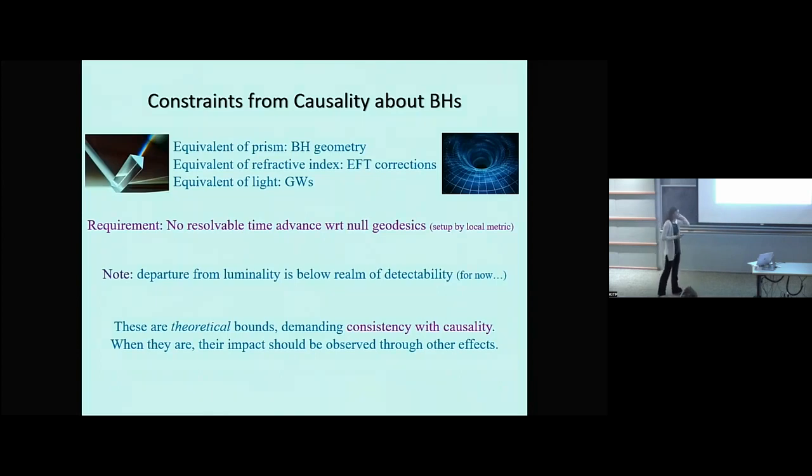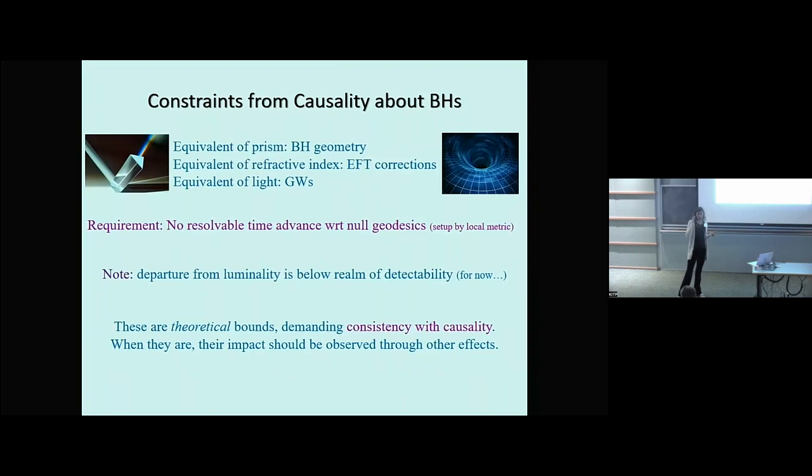I should say, as soon as I say that, it really tells you that there should be some departure from luminality, and we should be worried about any departure from luminality because we know we have very strong constraints on the speed of gravitational waves from the neutron star merger with optical counterpart. I have to say here, the level of departure from luminality is well below the realm of detectability. So it's not like I'm going to use this experiment to put constraints on this type of EFT itself from the variation of the speed.